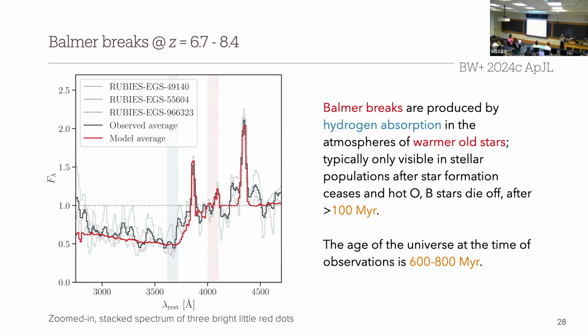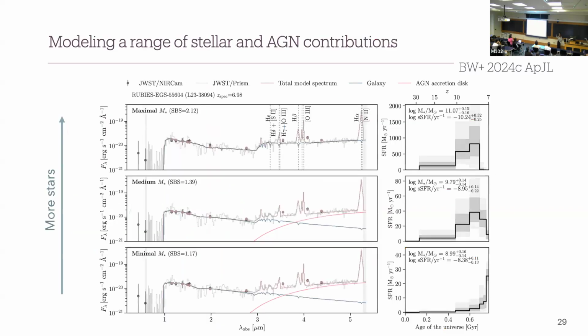All right, so we are seeing broad Balmer lines and also those Balmer breaks. Then how do we interpret this data? In the papers, we put in a set of different priors favoring different galaxy to AGN contributions, just to see whether the data are informative enough to decompose the AGN and galaxy light. I'm showing just one example of the model fit. From bottom to top, we just have increasing stellar contributions to the total light.